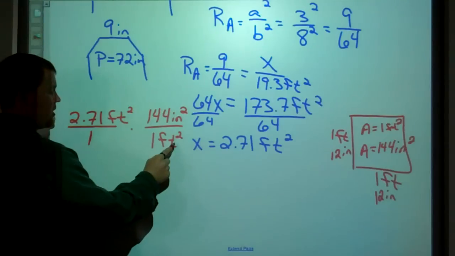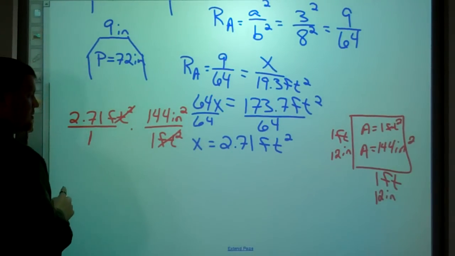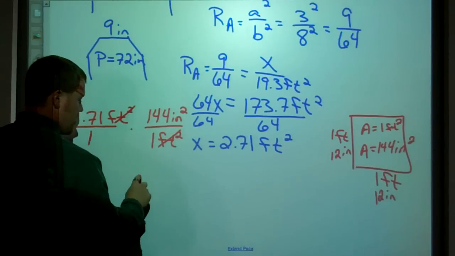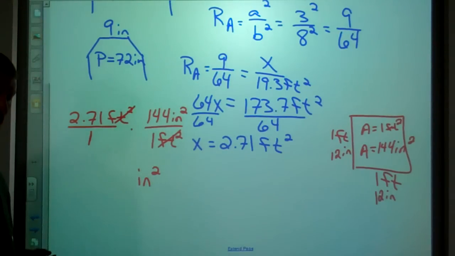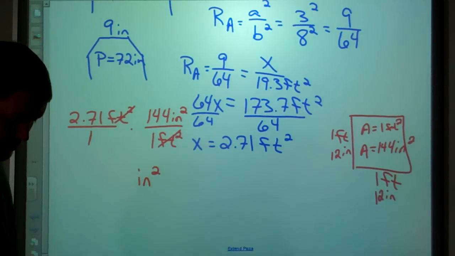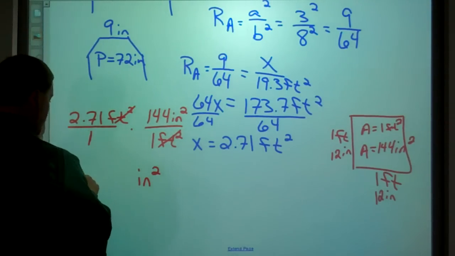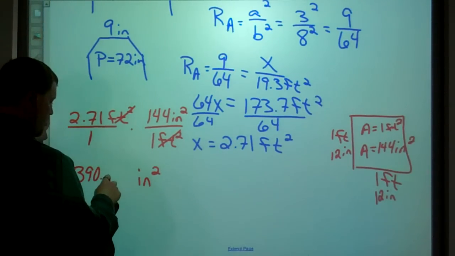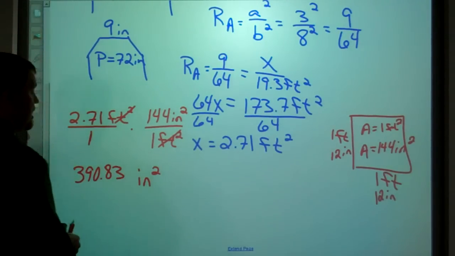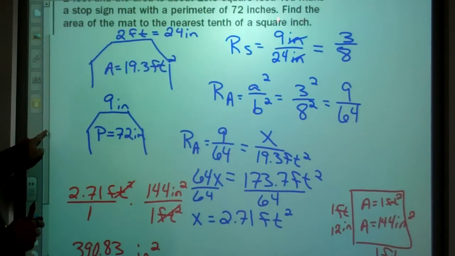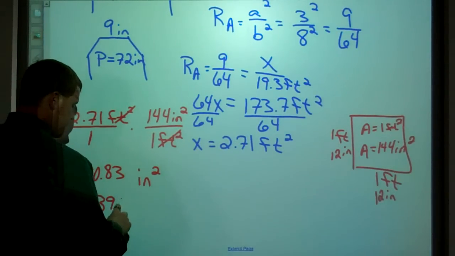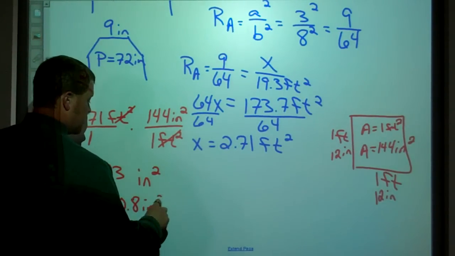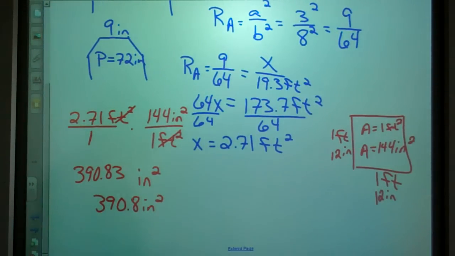And now we have feet squared divided by feet squared. Those units cancel. The units we're left with, inches squared, which is what we want. And then 2.71 times 144. Alright, we get 390.83 inches squared. Now, they wanted it to the nearest tenth. Okay, so that's really 390.8 inches squared for that smaller mat.